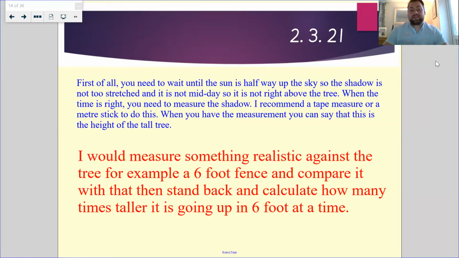You could measure something realistic against a tree. For example, a 6-foot fence, or if you know how tall you are, say you're 1.5 meters, maybe you can measure yourself going up the tree and try to estimate and picture yourself, seeing how many you could stack upon yourself before you get to the top. There were just a couple of ideas that I could think of. There are more ideas, lots more ideas, and I'm sure you guys have got them.